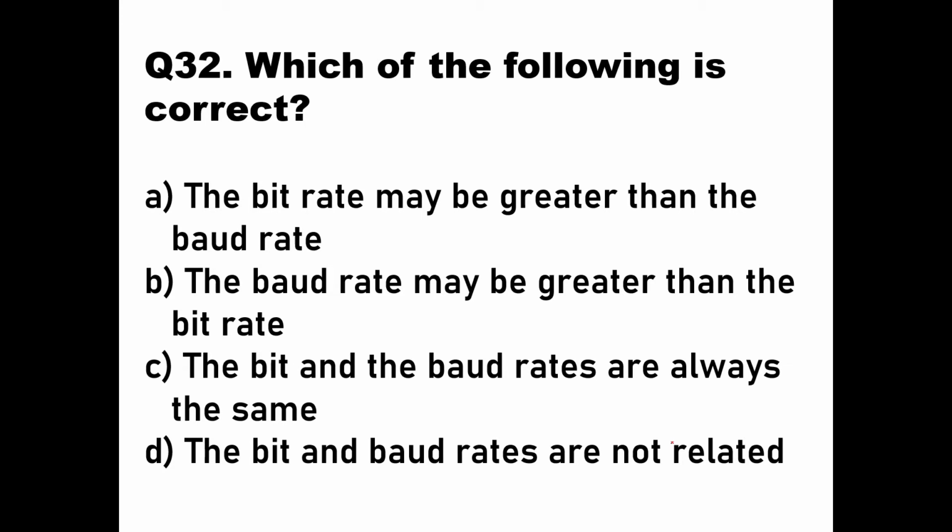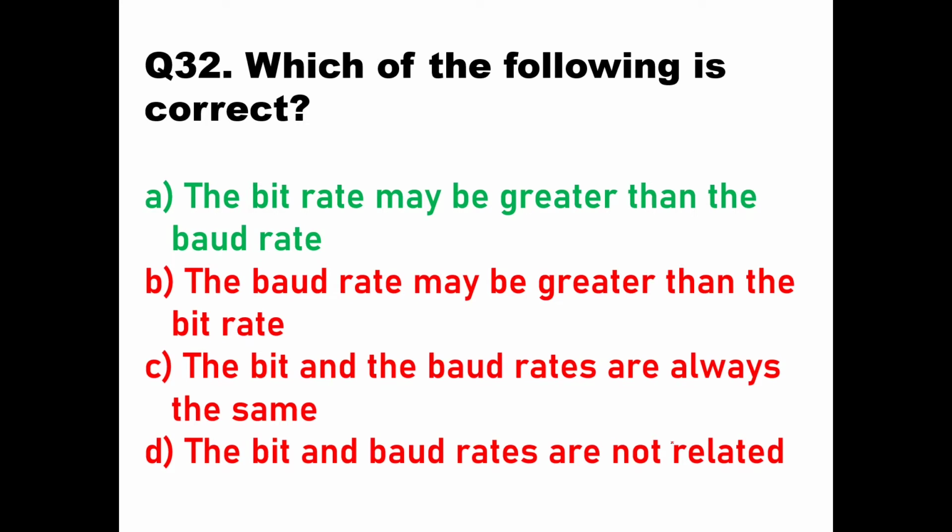So obviously the first one: bit rate may be greater than the baud rate, because baud rate is symbols per second, and every symbol can be a set of bits. So automatically bit rates will be more. So bit rate may be greater than the baud rate. The first statement will be the correct one.